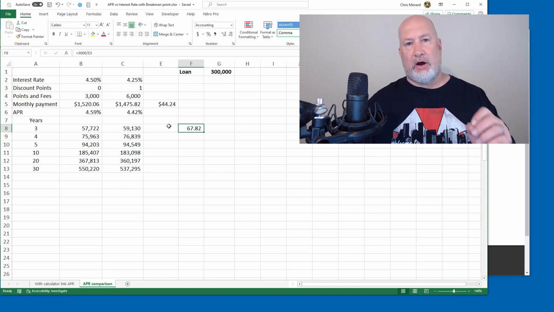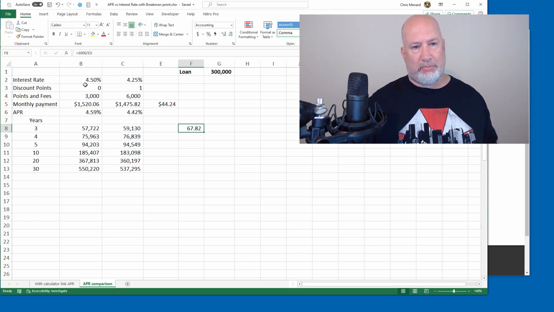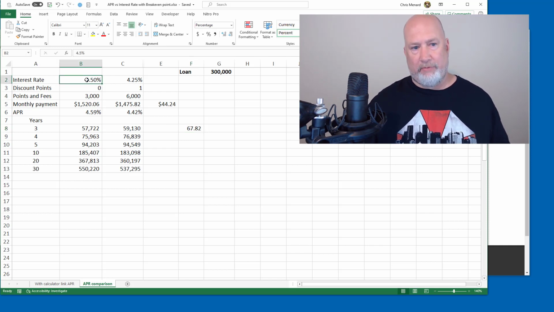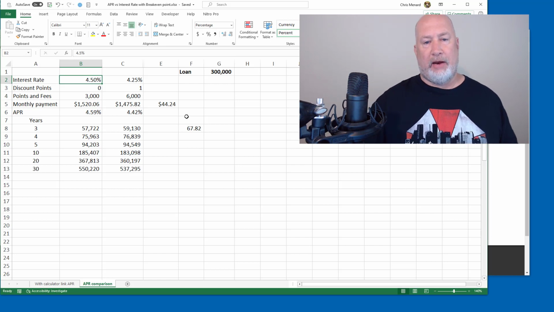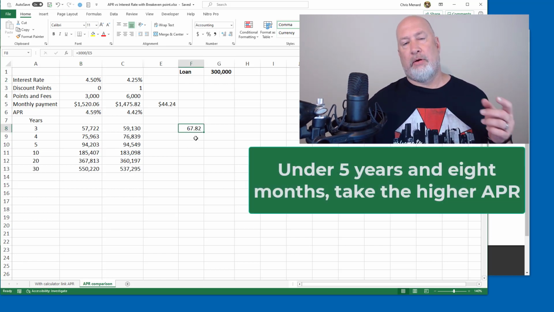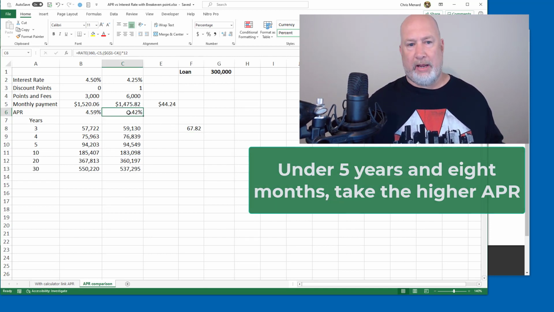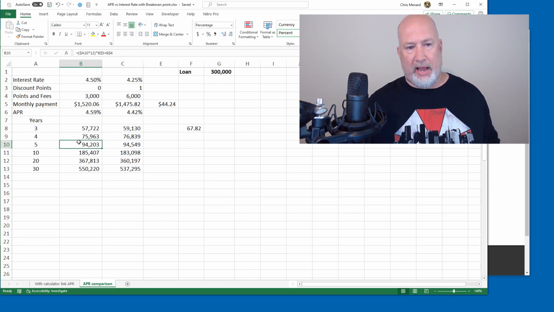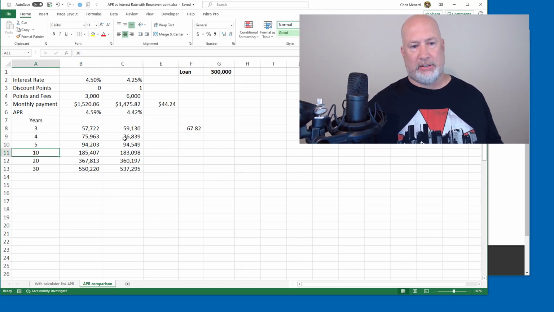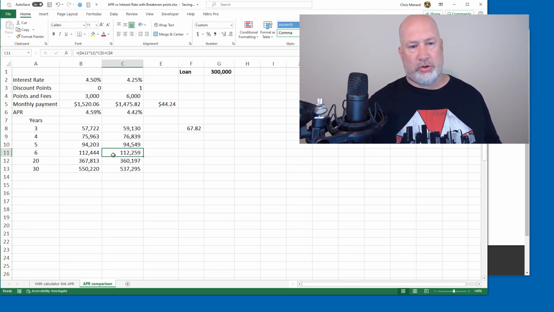So if you're going to be in this home for under 5 years and 8 months, you're probably better off just taking the 4.5, is what this data is saying. If you're going to be in the home over 5 years and 8 months, then you should take the 4.42 APR, the lower interest rate. And I actually have 5 years here. Let me just change this to 6 and see if that's true. Yes, it's true for sure at 6 years. At 5 years, you're better off with the 4.5.